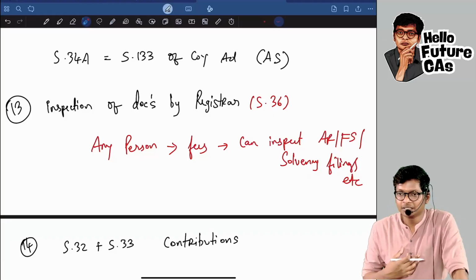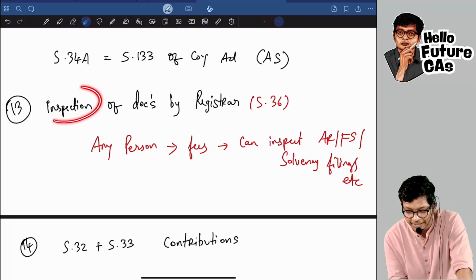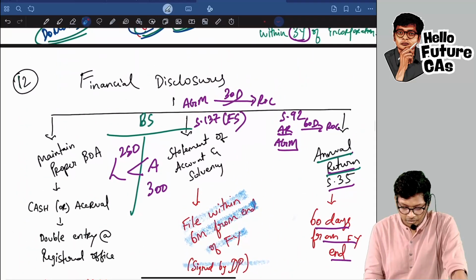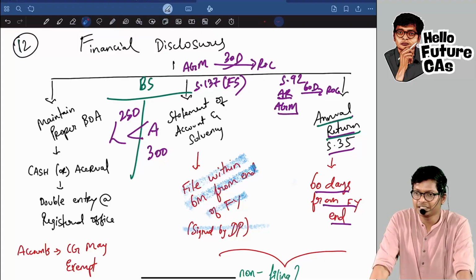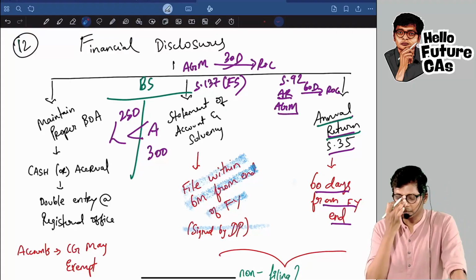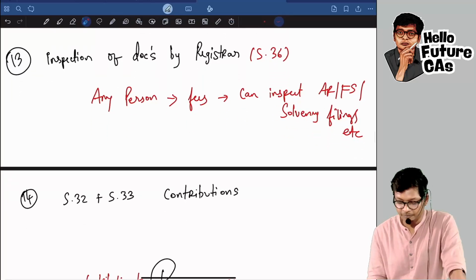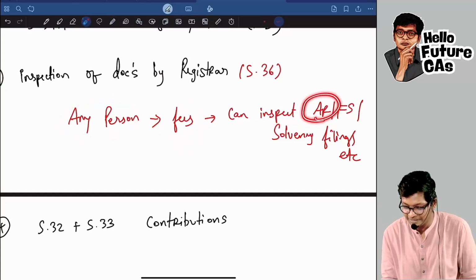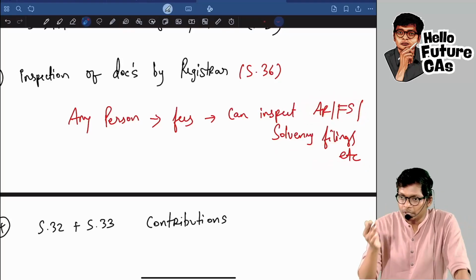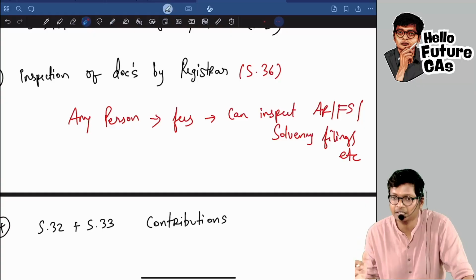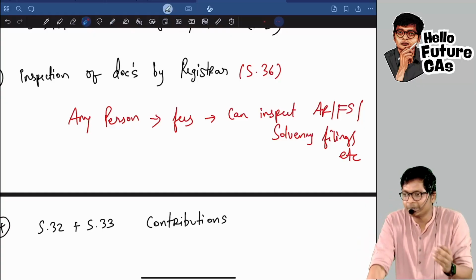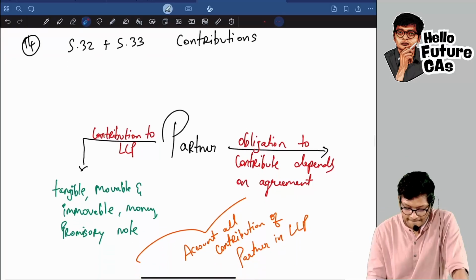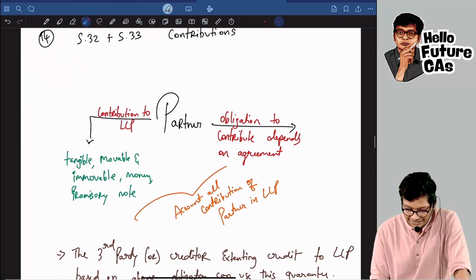Just now Divya asked about inspection. That is the next question. Inspection of documents by registrar, section 36. Till this financial disclosures, till concept 12, is your foundation syllabus, guys. Now proceeding, these are all new concepts. Look at this. Any person can inspect documents of the registrar. He just has to pay fees, and he can inspect the annual return or FS or solvency filings. Any person means not necessarily a partner. You, me, anybody, just go to the MCA website, pay 150 rupees or whatever the fees is, and go inspect. Are you following, guys? Clear? Okay. Next, last concept for this session, and then we'll move on to the next one.